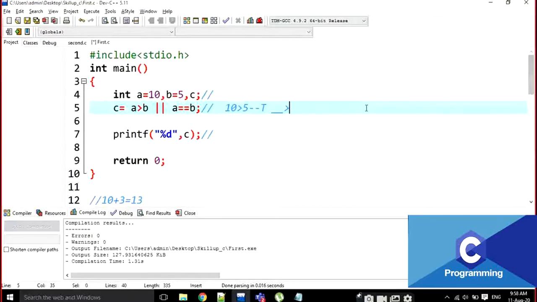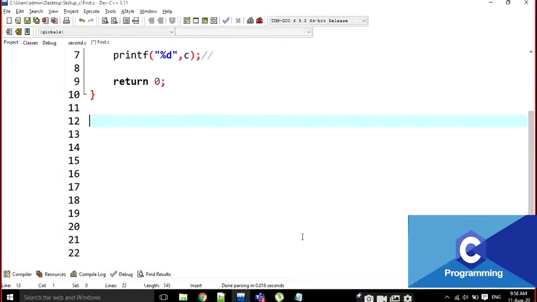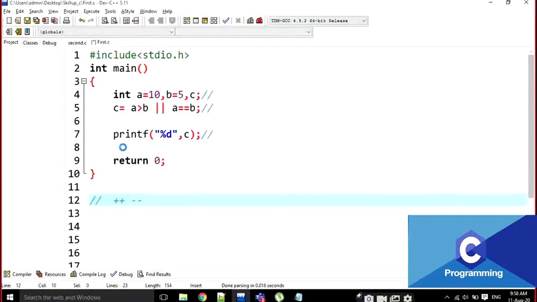I will explain now. I will show you the output of how these are not working. I will show you with the increment and decrement operators. And the next one is special operators, that is called increment and decrement operators.